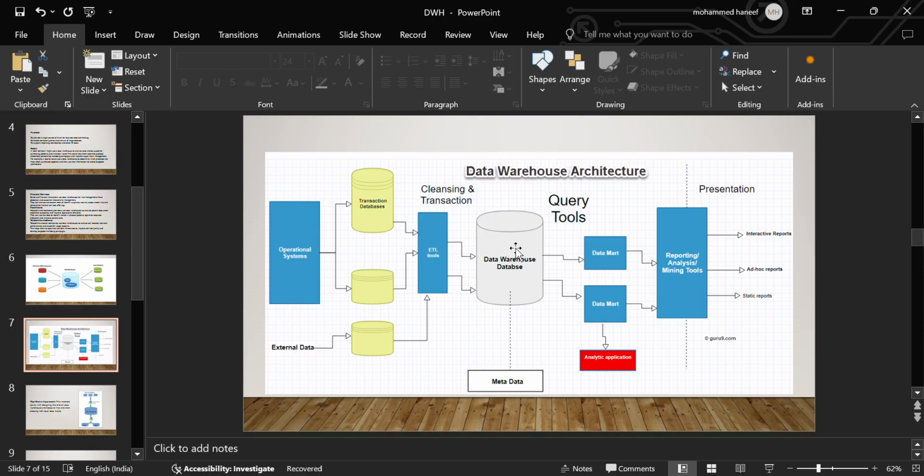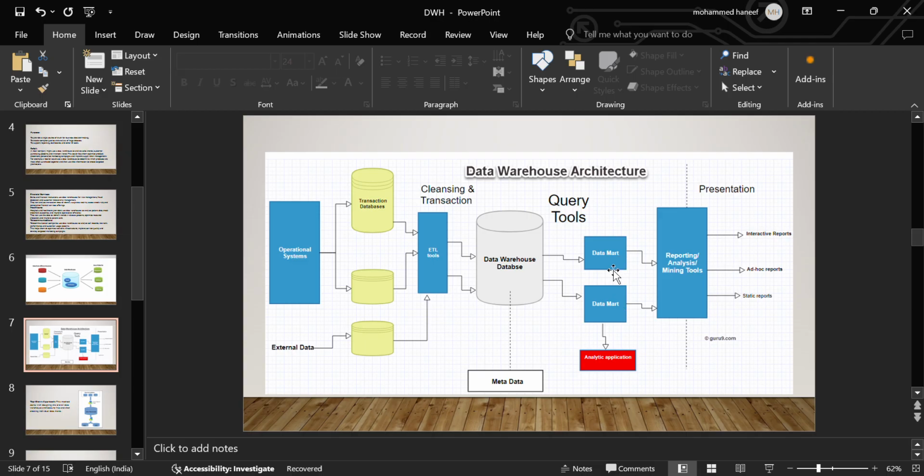You will have financial, you will have sales data, everything, and based on the customer requirement or based on the projects, we can divide it into different data marts. If anyone wants customer related information, they can create one data mart, and use that database to generate the reports or to analyze the data.